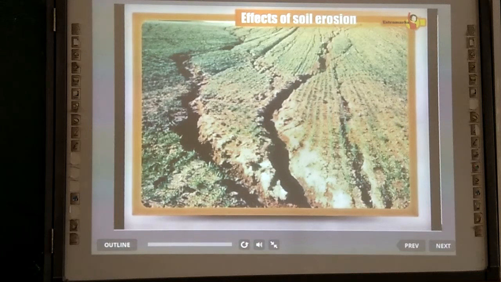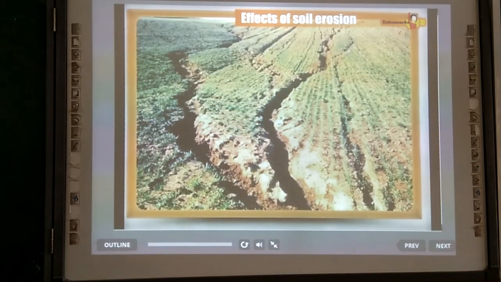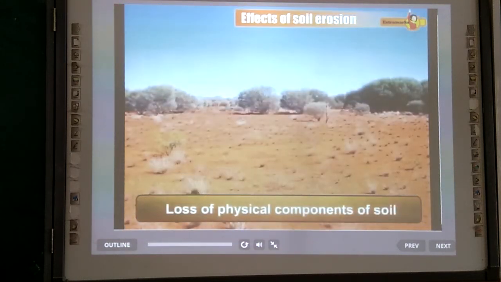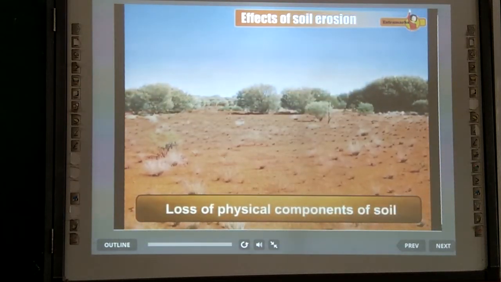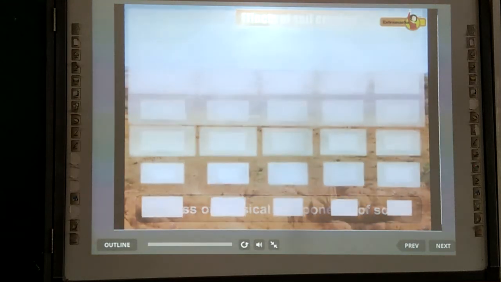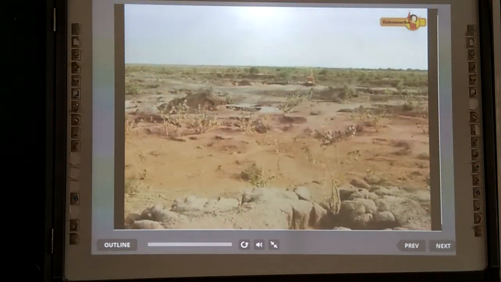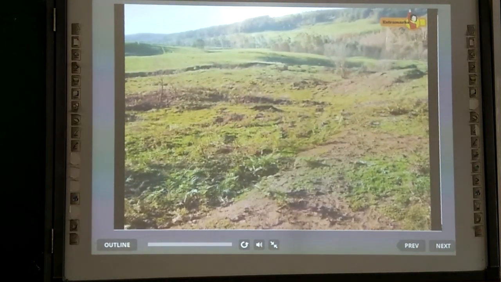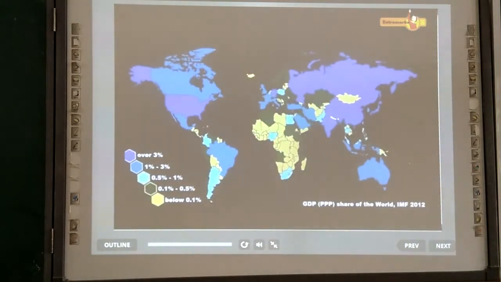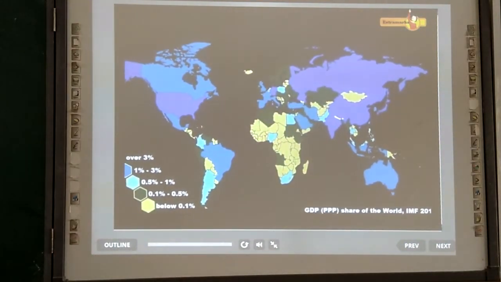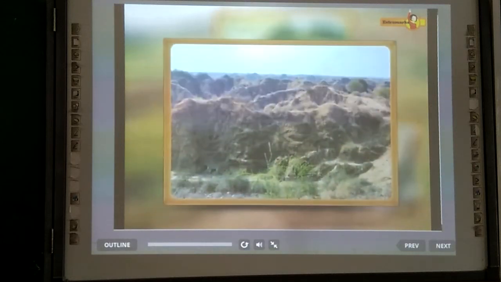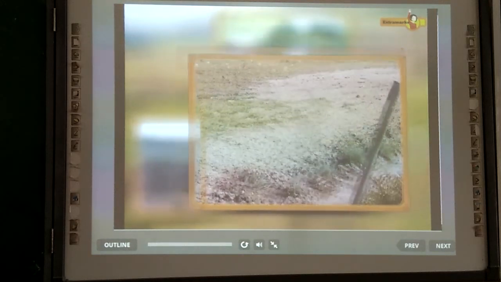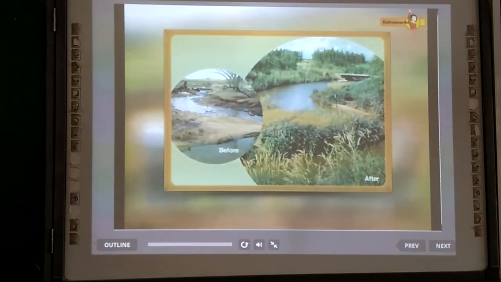Effects of soil erosion. Soil erosion leads to decline in soil fertility, loss of physical components of the soil. This in turn decreases the agricultural productivity, which in the larger scenario affects the overall economy of a state and the country. Therefore, soil erosion is an extremely wasteful process and steps should be taken to prevent it.